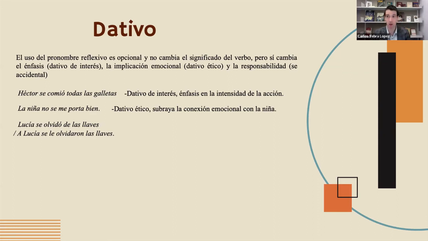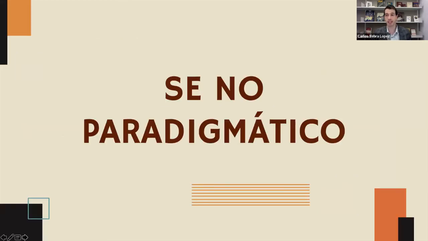We use this in order to express lack of responsibility, or the fact that we were the victim of a situation that happened to us, rather than us being the initiators of that action. So this exonerates Lucía of any responsibility. So far, so good. We have reviewed already the paradigmatic se, and now we jump right into the non-paradigmatic se, which is simpler than the paradigmatic se because we only have two variants, impersonal and reflexive passive.